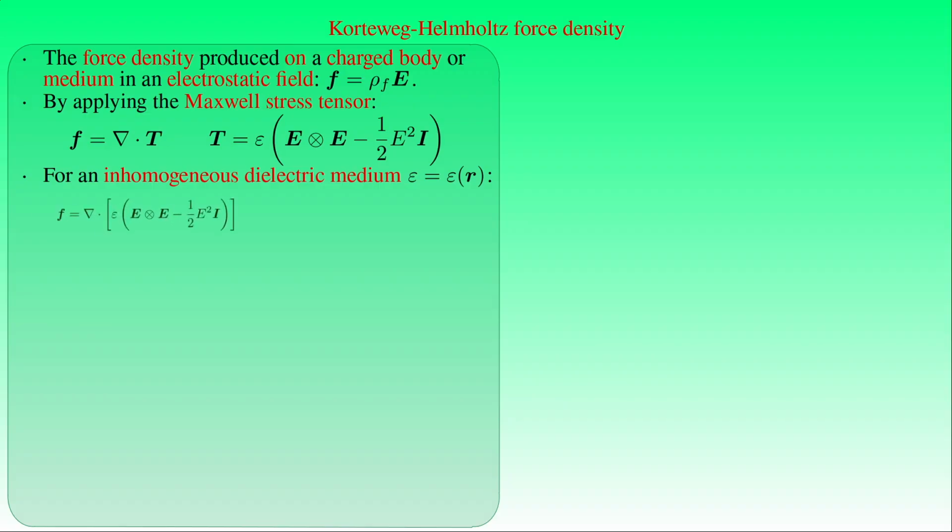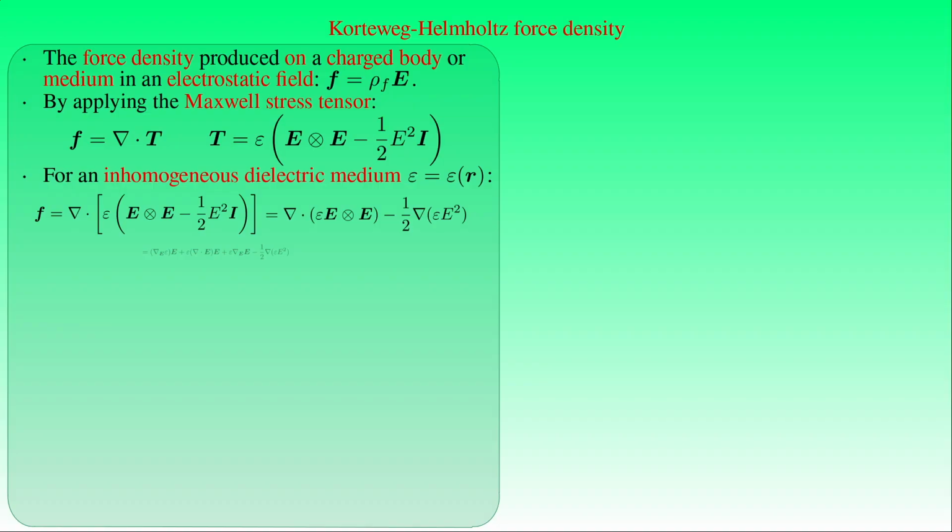If we substitute the expression of the stress tensor into the divergence in the right-hand side of the force density formula, then the latter can be split into two terms: the tensor divergence of the tensor product of epsilon times E, and negative 1 over 2 times the gradient of the product of epsilon and E squared.